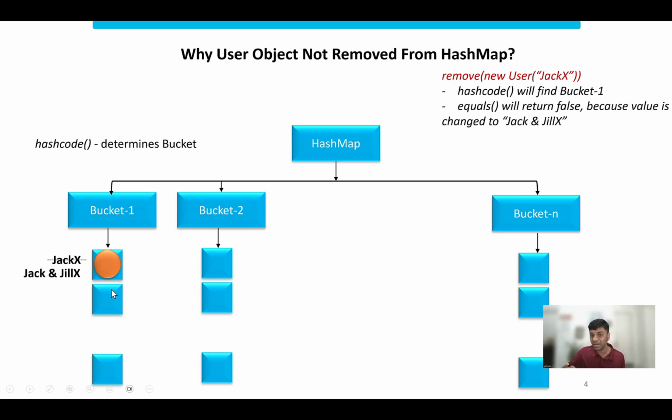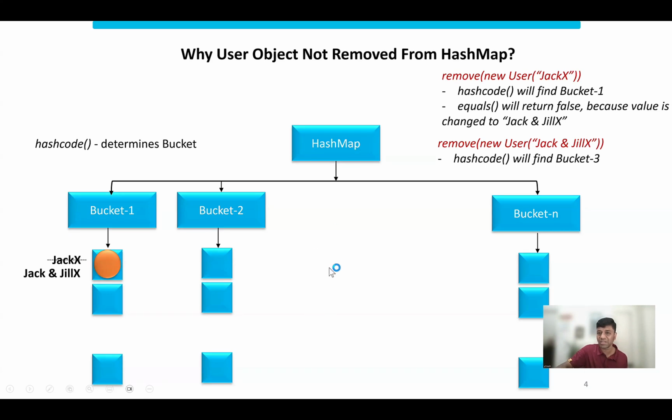Now, let's answer the second question. Why is trying to remove Jack and Jill X also failing? See, if I invoke the hash code on this Jack and Jill X, it's going to return a different hash code. It's not going to be the same hash code as Jack X. So based on a different hash code, I will start to look into a different bucket. Let's say I go to bucket 3. In bucket 3, there are no records present.